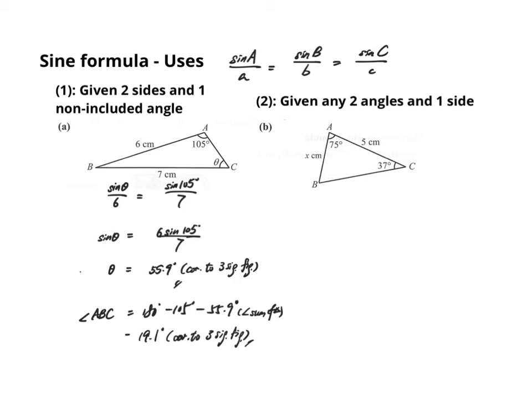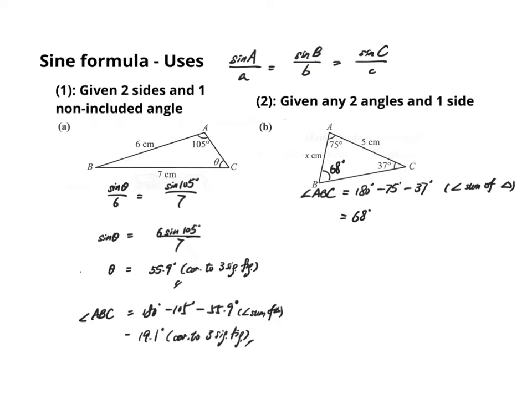Secondly, we can also use the sine formula when it is given any two angles and one side in the triangle. When we have this given information, we can find the remaining two sides of the triangle. For example, in part B, we can find angle ABC first. We have 180 degrees minus 75 degrees minus 37 degrees. It is equal to 68 degrees.